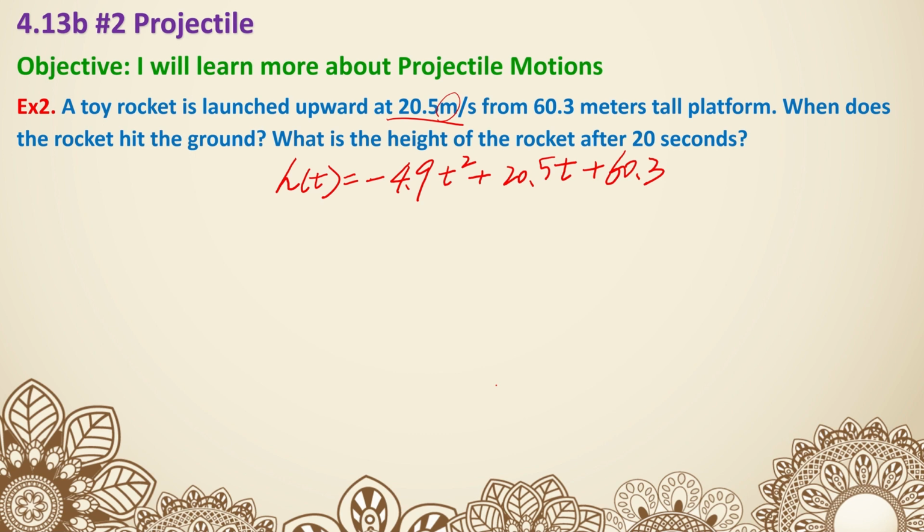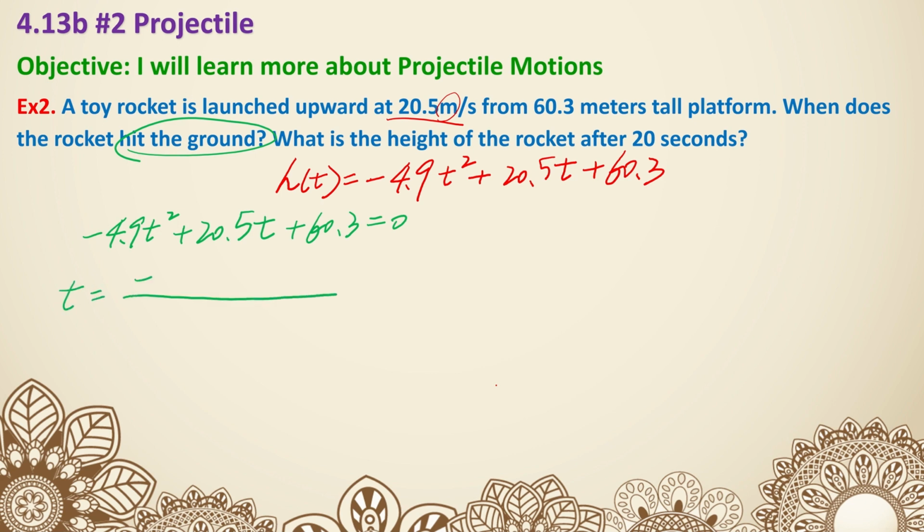The first question is, when does the rocket hit the ground? So it hits the ground, which means we're going to set it equal to 0: negative 4.9 t squared plus 20.5 t plus 60.3 equals 0. Let's solve the equation. For this one, we're going to have to use the quadratic formula. So t equals negative b, which is negative 20.5, plus or minus the square root of b squared, which is 20.5 squared, minus 4ac, where my a is negative 4.9 and my c is 60.3.